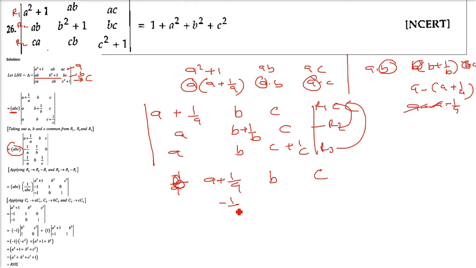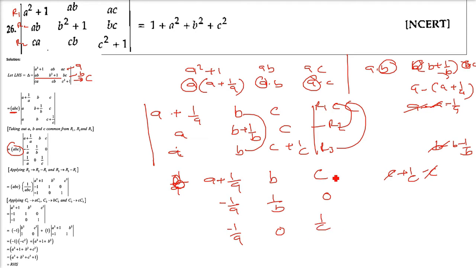Here it will be minus 1 by a, b plus 1 by b minus b is going to be 1 by b. And what about c minus c? It is going to be 0. Now R3 minus R1 we are going to do. A minus 1 by a, same way, minus 1 by a will come. Now b minus b, it is going to be 0 because row 3 minus row 1 we are doing. b minus b is 0. Then c plus 1 by c minus c. So 1 by c will come, right? Okay, we have come till here.